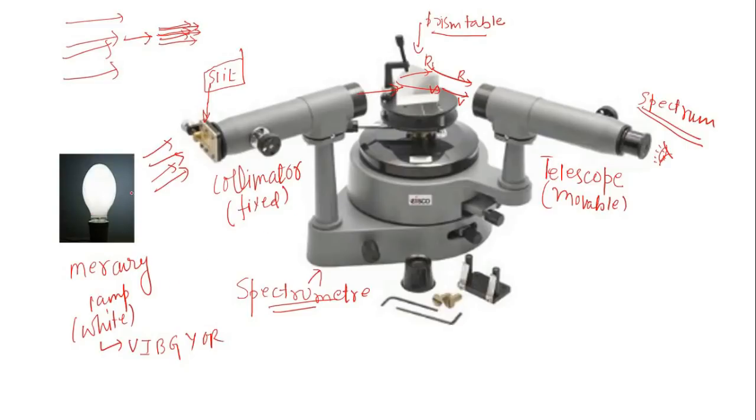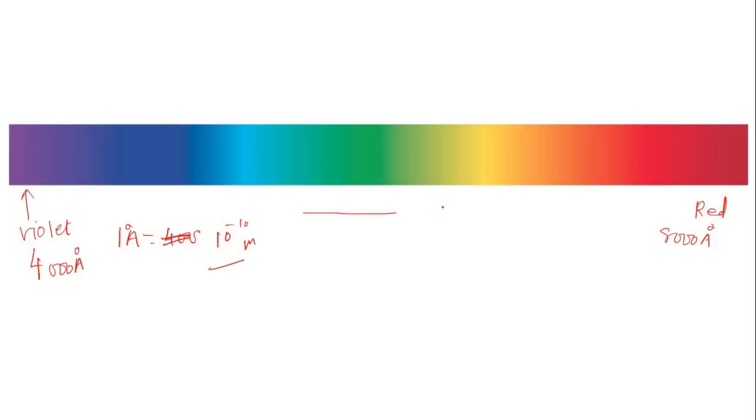So the mercury lamp here is used as a white light source, and we see somewhat like this. This part of the spectrum is violet, and this part of the spectrum is red, and red has the highest wavelength in the visible spectrum, about 8000 angstrom, and violet is about 4000 angstrom, and 1 angstrom is 10 raised to minus 10 meters. So when you go in this direction, the wavelength actually increases. You can see that all 7 colors are present over here.